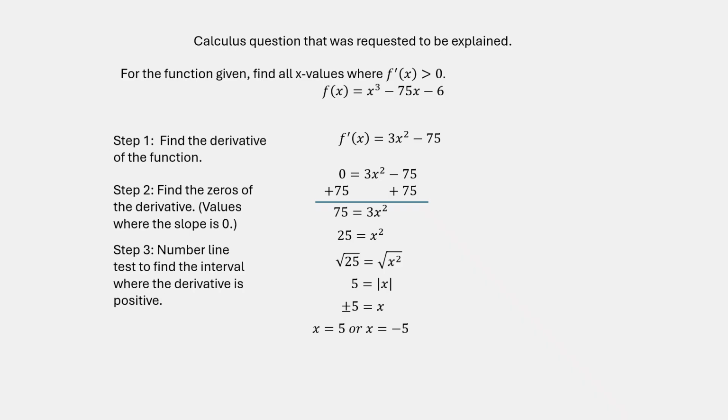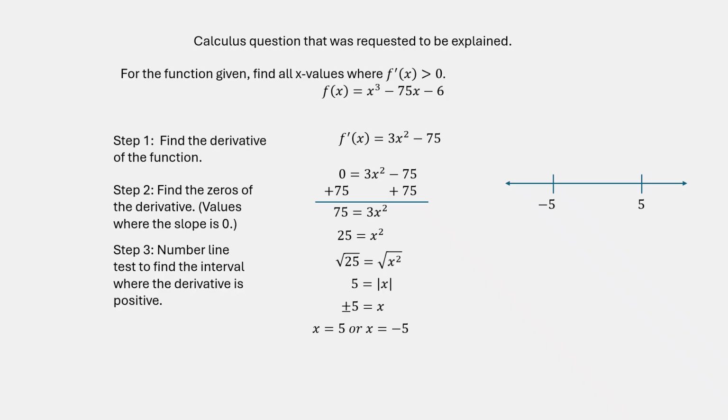So now, once we found those zeros, we will take the time to do the number line test, because we need to know where this slope changes. When does it go up? When does it go down? When's it increasing, decreasing? So we create a number line, a very basic number line, because all we need to worry about are the zeros. So we draw a number line, put a negative 5, obviously on the left side, and positive 5 on the right side.